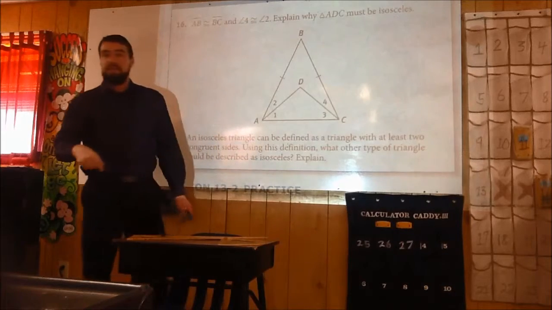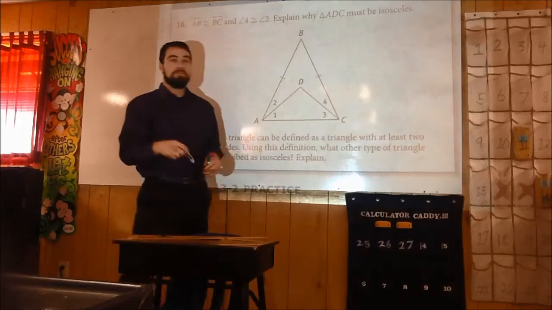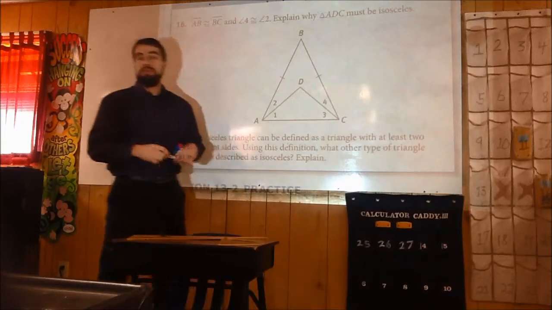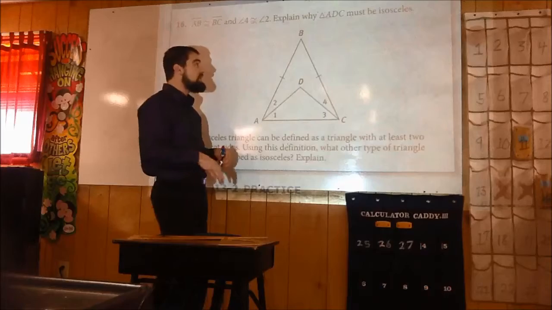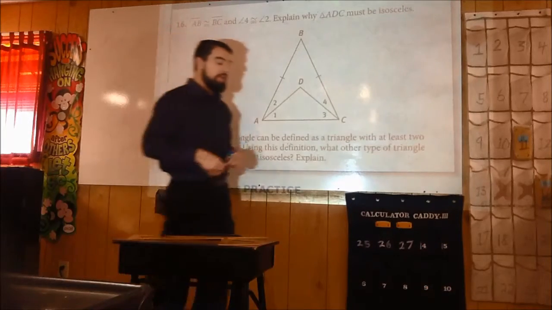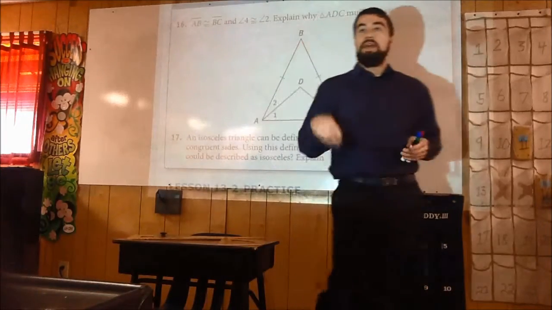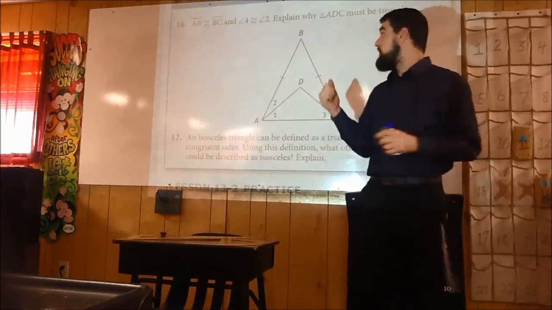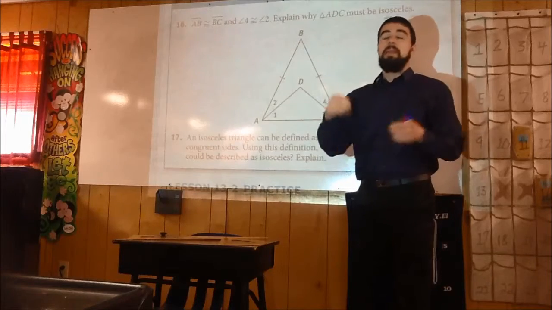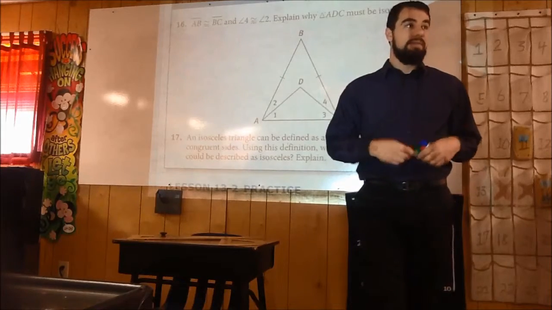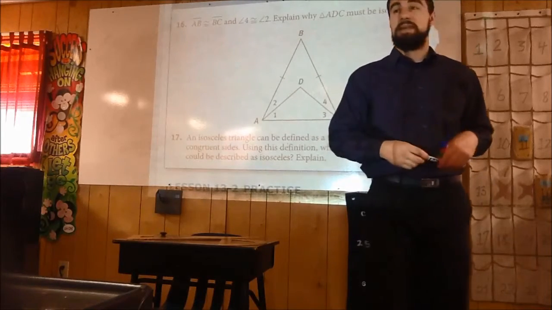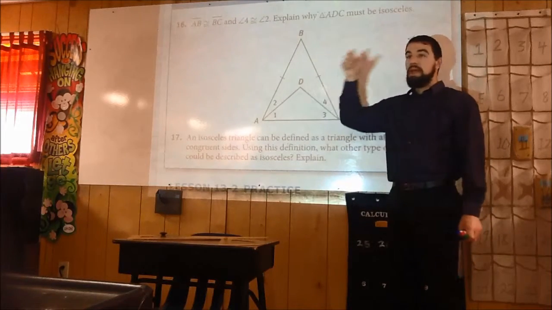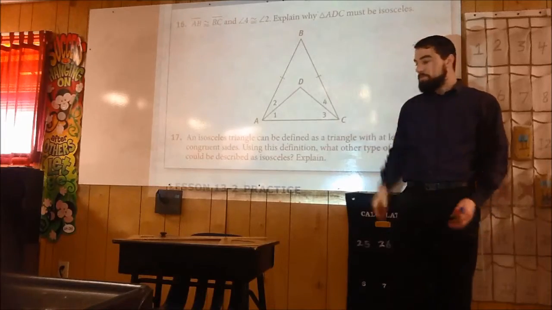What is the definition of an isosceles triangle? At least two sides are congruent. So if we're trying to prove that this triangle is isosceles, you need to prove it by the definition. You need to show that it truly is an isosceles triangle by the definition of isosceles triangle. So if that says that there's two congruent sides, we need to show that this triangle has at least two congruent sides.